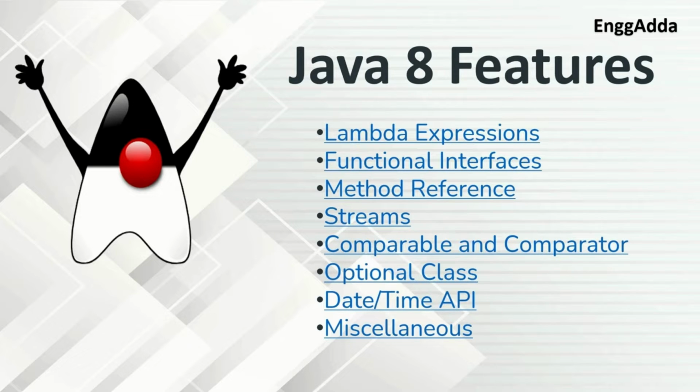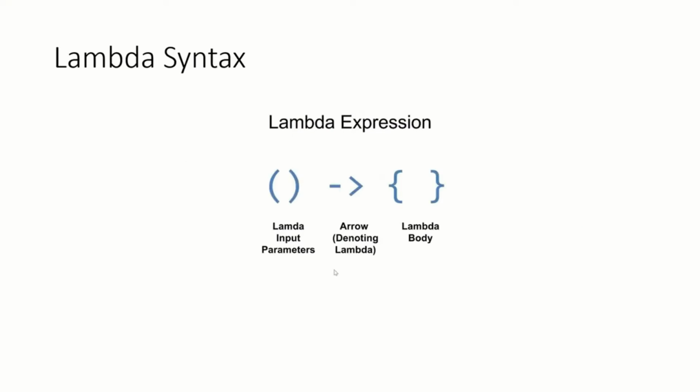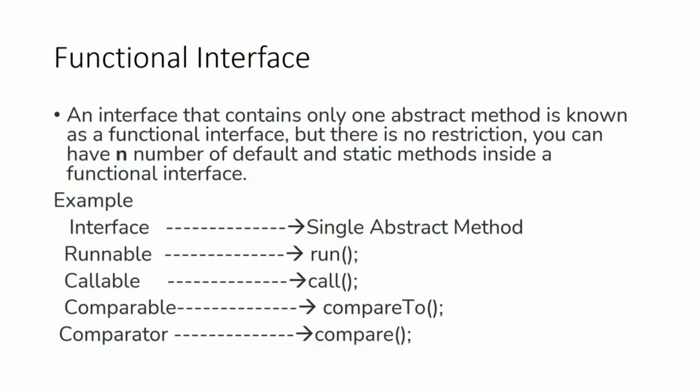First of all, let me go to the functional interfaces slide and brief you about functional interfaces. So what is a functional interface? An interface that contains only one abstract method, or a single abstract method, is known as a functional interface. But there is no restriction: you can have any number of default and static methods inside a functional interface.